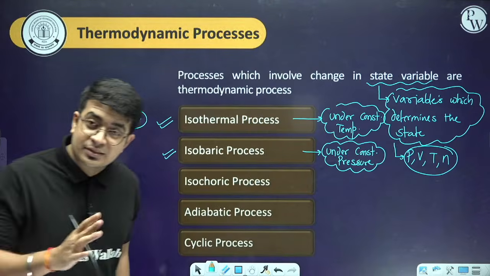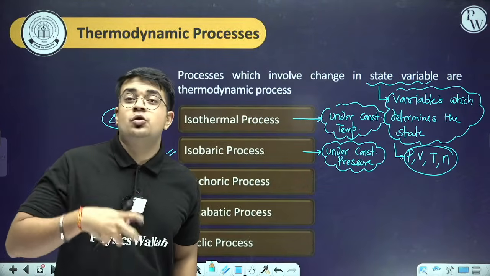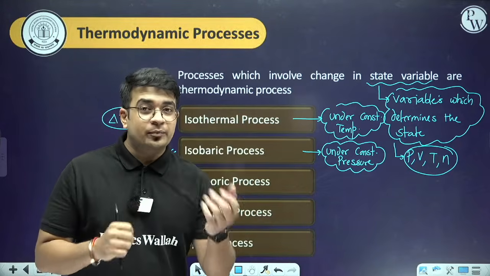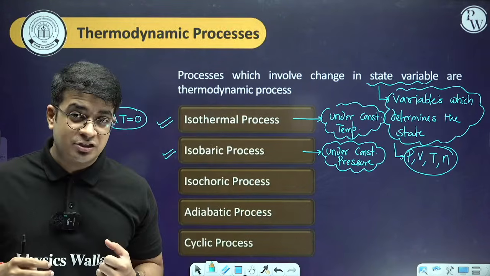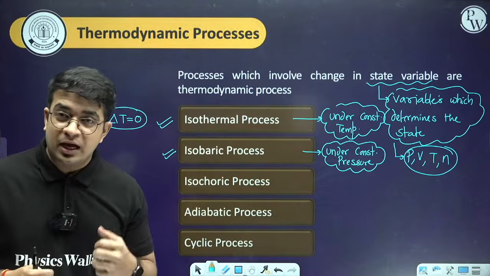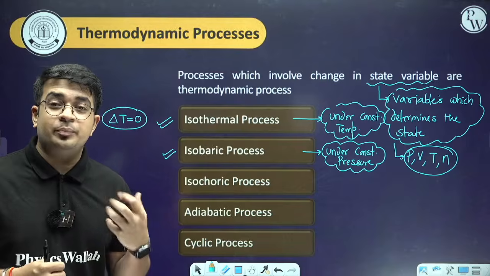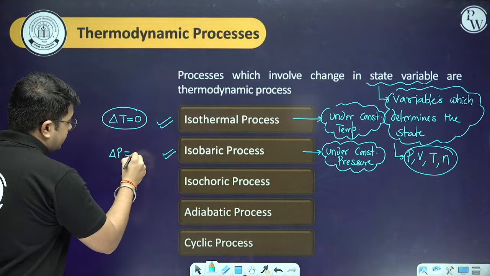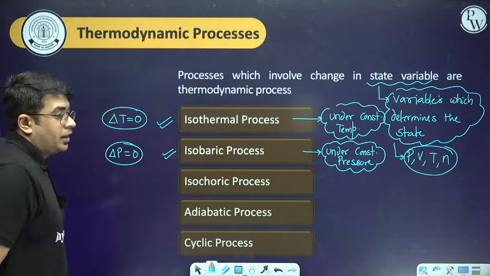We are going to discuss these processes and which quantity we want to calculate. Let's say I want to calculate work done under constant temperature, or internal energy change under constant temperature. That process will be the isothermal process. If I want to look at the change under constant pressure, that process is the isobaric process. It means delta P in that case will be 0. I hope this part is clear.